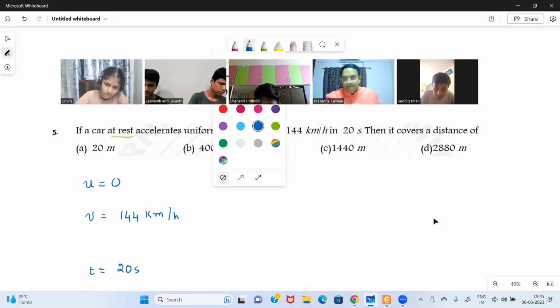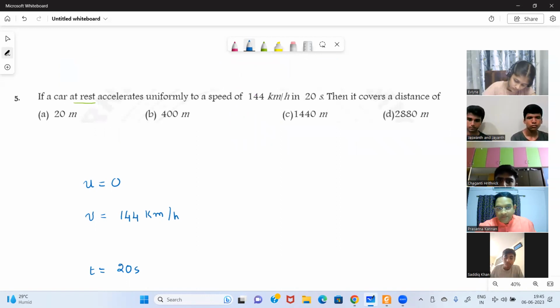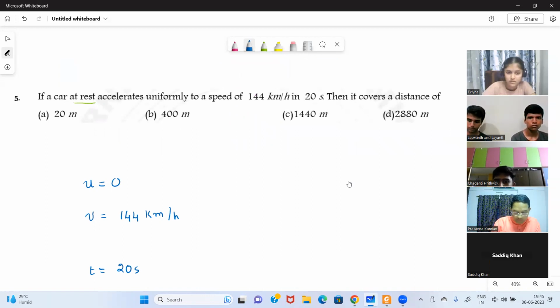Now, it will be best for us to convert, okay? What is the multiplication factor when you have to convert from kilometer per hour to meter per second? 5 by 18. Yes, it is 5 by 18 because 1 kilometer is 1000 meters, 1 hour is 3600 seconds. When you divide 1000 by 3600, you will end up getting 5 by 18, okay?